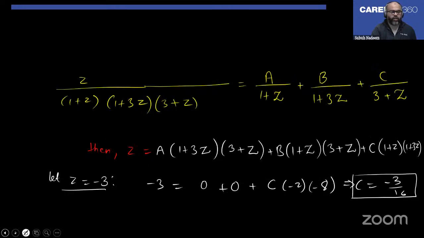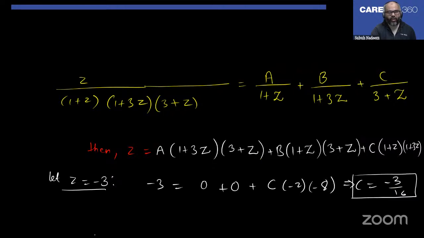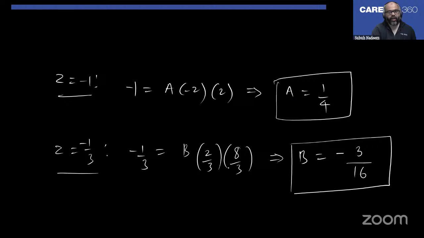Then we put z is equal to minus 1. So the second term will become 0, and the third term will also become 0. The first term will become 1 minus 3, that is minus 2, and 3 minus 1 is 2. So minus 1 is equal to this, and a is equal to 1 by 4.